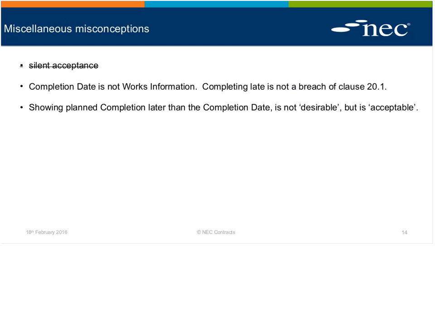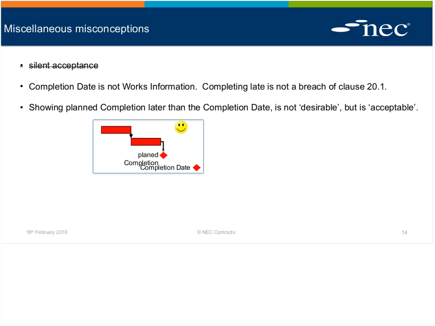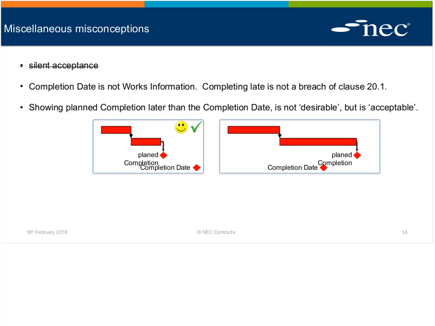Showing planned completion later than the completion date may not be desirable, but it doesn't mean the program is not acceptable for a reason in the contract. So here we've got planned completion before the completion date, everyone's happy and it's acceptable. Here we've got planned completion later. It's annoying, isn't it? It's really annoying. It's been copy and pasted, isn't it?